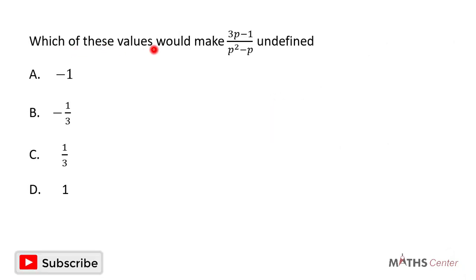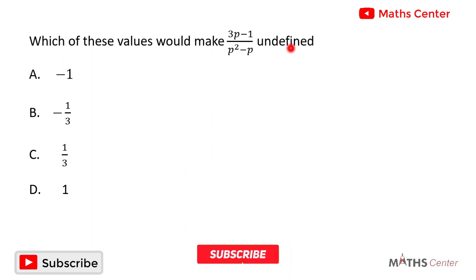Which of these values will make 3p minus 1 divided by p squared minus p undefined? This is a multiple choice question, and so we will solve the question, and then after that we will pick the correct option. We are looking for the values of p that will make 3p minus 1 divided by p squared minus p undefined.